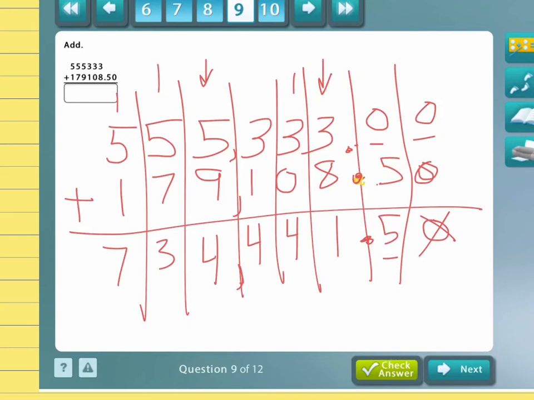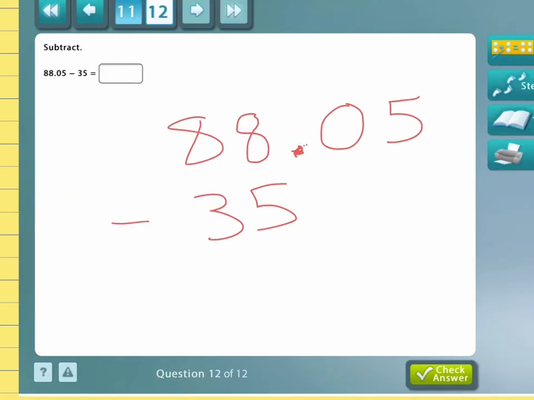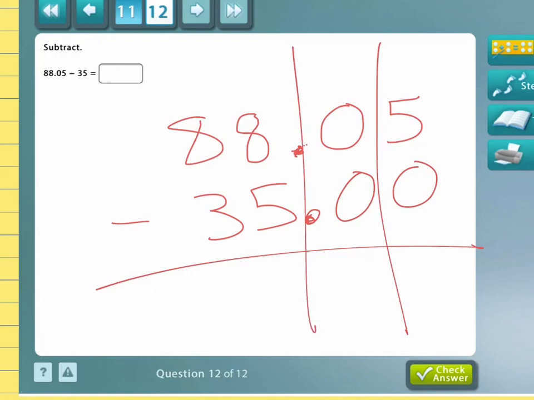Either one is fine. And the final problem here, you have 88 and 5 hundredths minus 35. You notice there's no decimal point here, so go ahead and add a decimal point and annex 2 zeros. Draw your columns and subtract. So 5 minus 0 is 5. 0 minus 0 is 0. Make sure you put your decimal point. 8 minus 5 is 3. 8 minus 3 is 5. So the difference should be 53 and 5 hundredths.